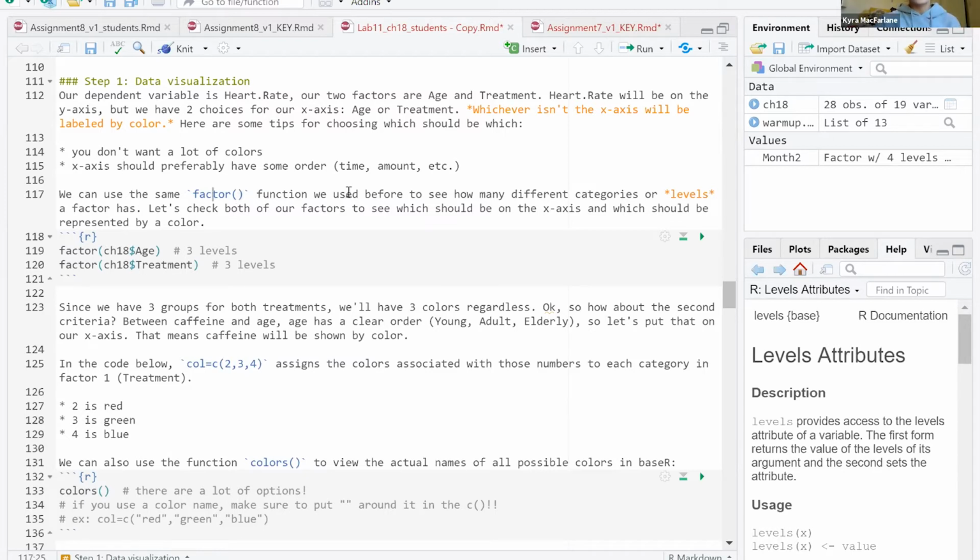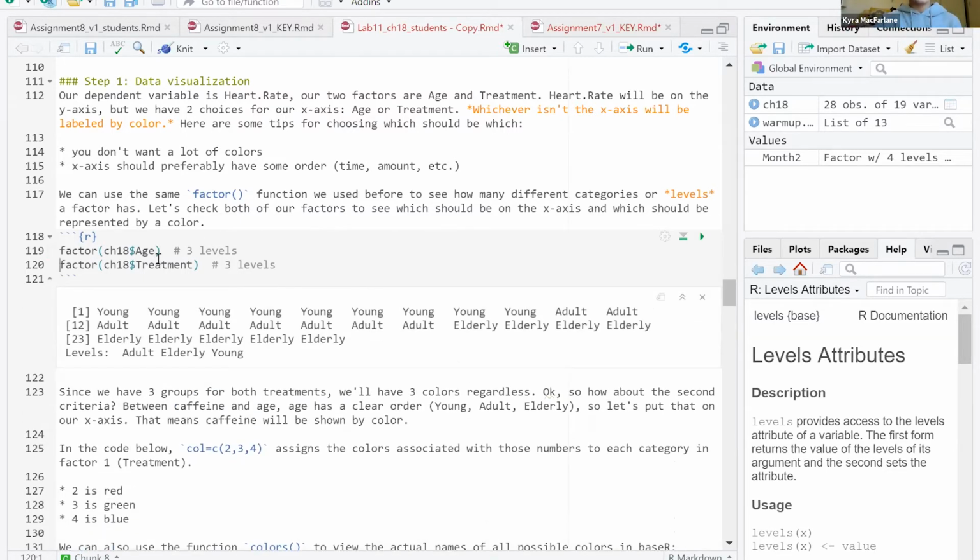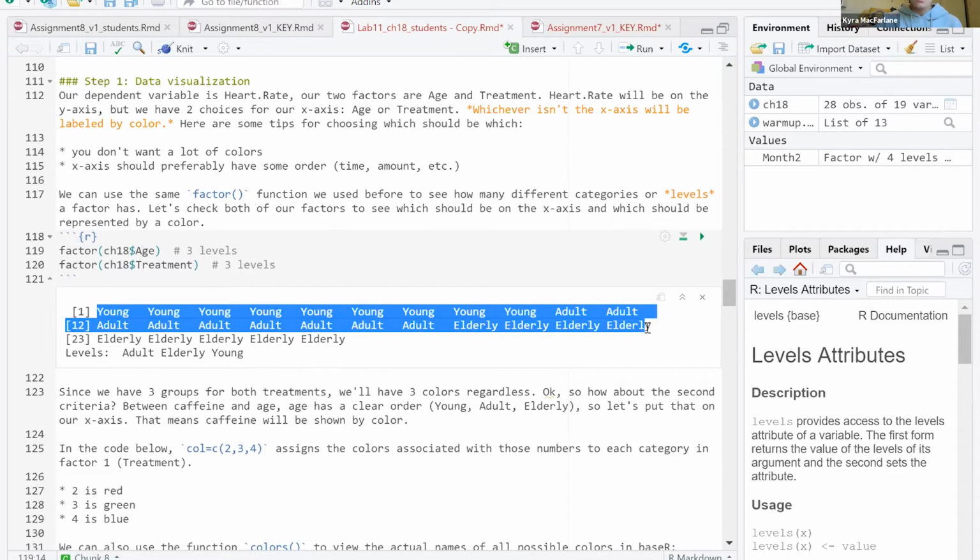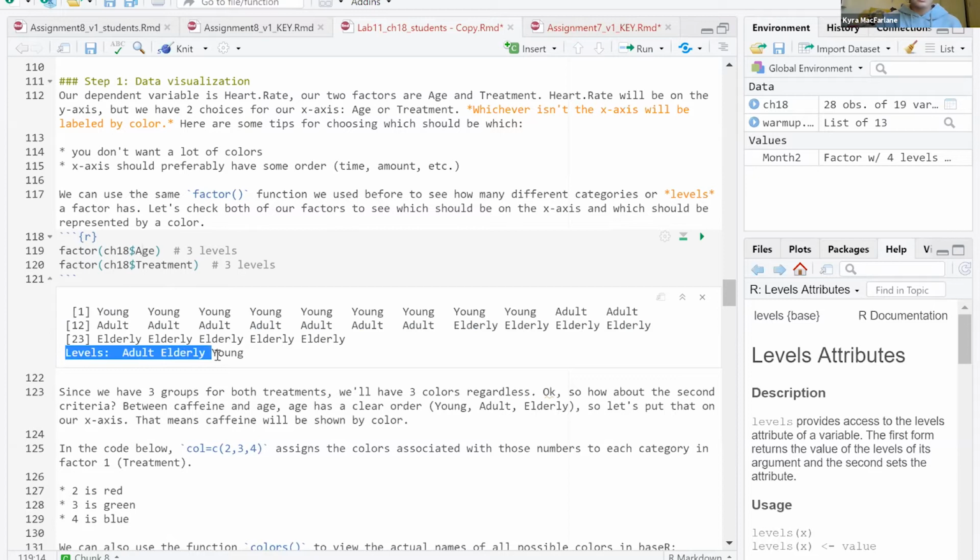So we can use the same factor function that we used before to look at the levels. And this is already typed for you, so you just need to run this. Control Enter. Let's look at age. So factor, chapter 18, $age. We're looking at the factor age in the data set, chapter 18. We get a printout of what that column says, but at the very bottom we have this levels, colon, and then it tells us the levels that we have are adult, elderly, and young. So we have 3 levels.